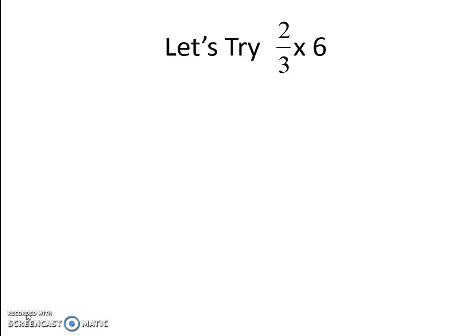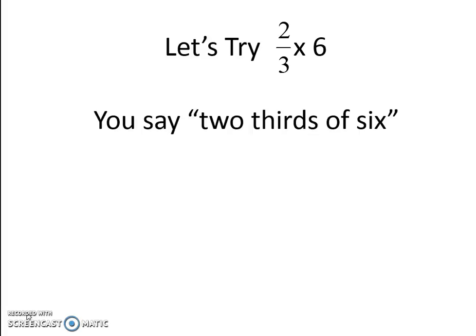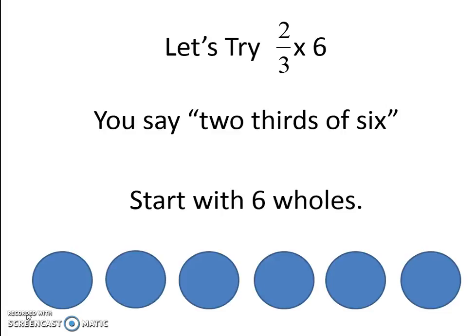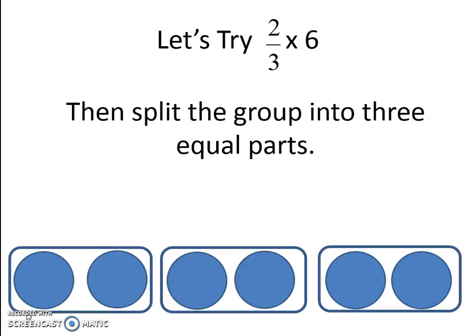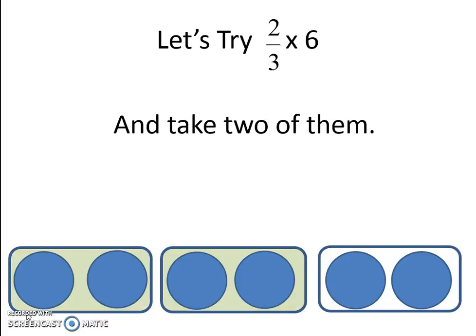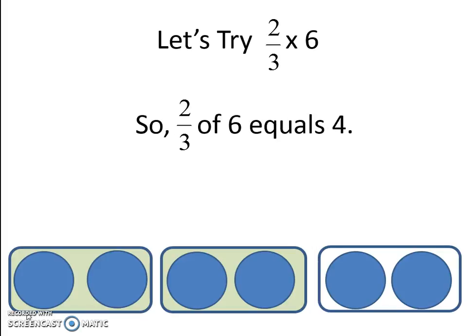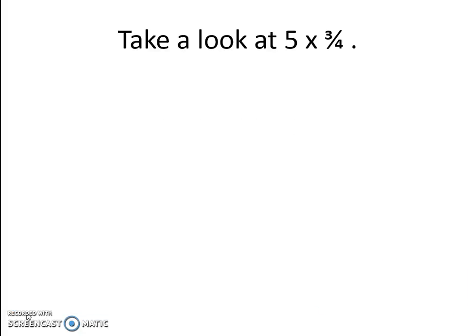Let's try 2/3 times 6. And we're going to take a slightly different model to show this. So if I wanted to say this problem out loud, I could say I need 2/3 of 6. This means I need to start with 6 wholes. And if I want 2/3 of them, the first thing I need to do is split the group into 3 equal parts. So I have thirds and take 2 of them. So I have 2/3 of my group. That leaves me with 4. So 2/3 of 6 equals 4.